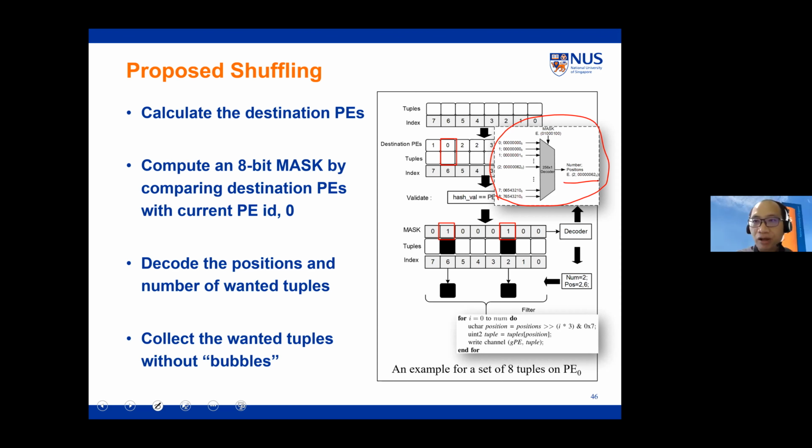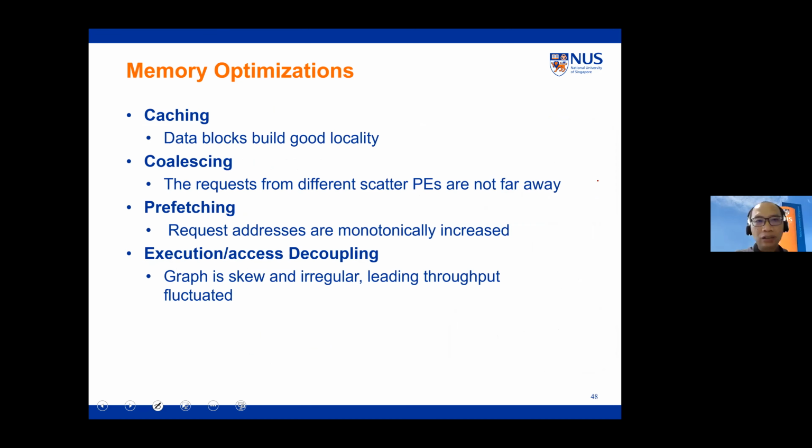In this case, of course, the trade-off is that we consume more BRAM to trade for parallelism. With this design, we can process one tuple in one cycle, and also fully utilize the memory bandwidth. We have other optimizations here also, like caching, coalescing, prefetching, and the pipeline design. These are also very important.